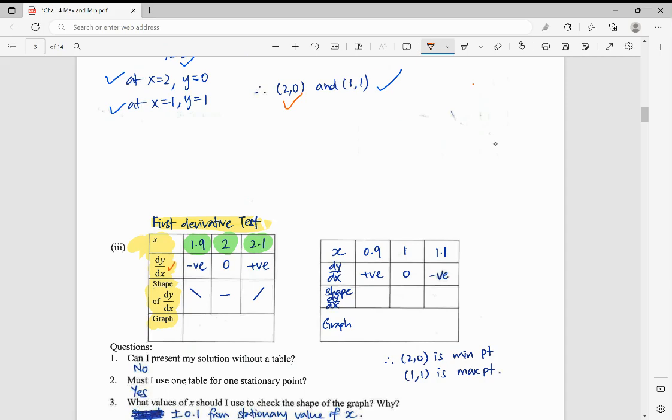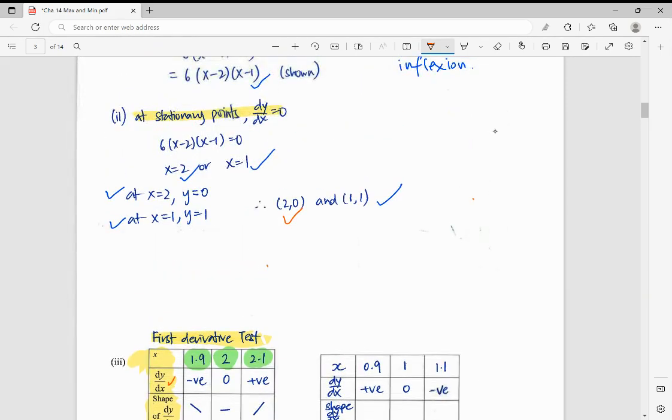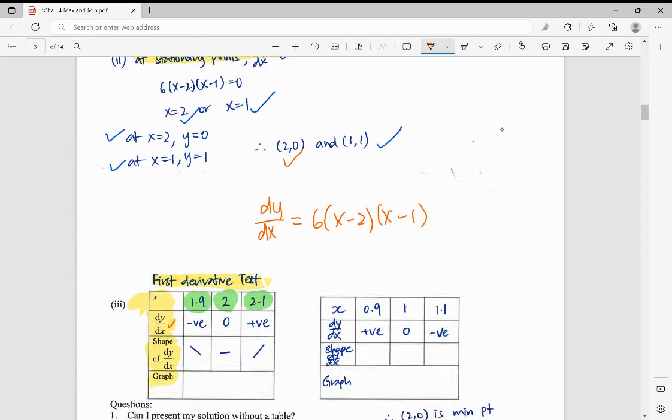What do I mean by dy/dx? If you look at it, your dy/dx in this question is 6(x minus 2)(x minus 1). So we're going to substitute x equals 2 into my dy/dx. You will realize that you will get 0. So therefore, you have 0, and the shape of a gradient of 0 means horizontal. So I'm just going to do a simple sketch here.